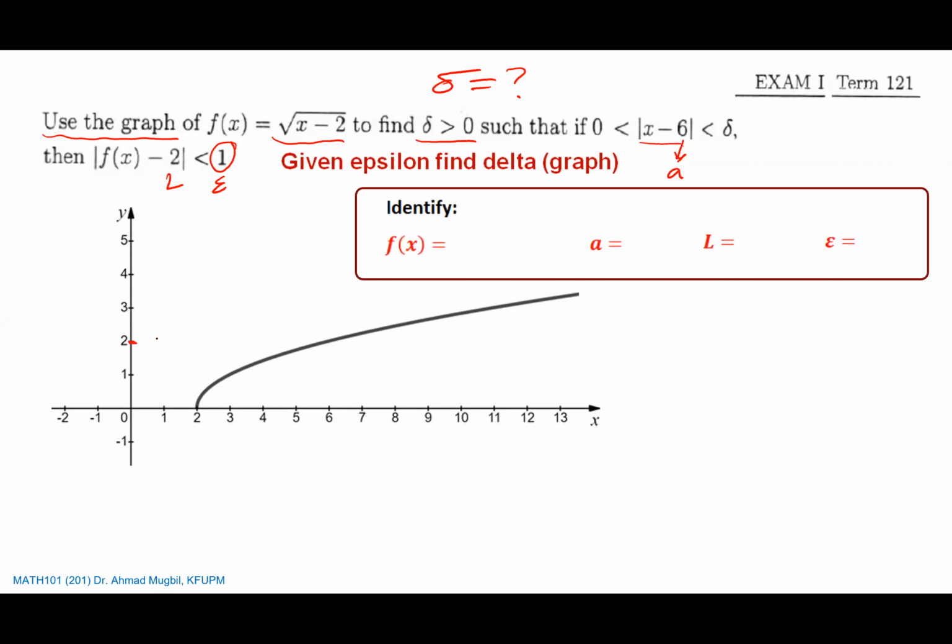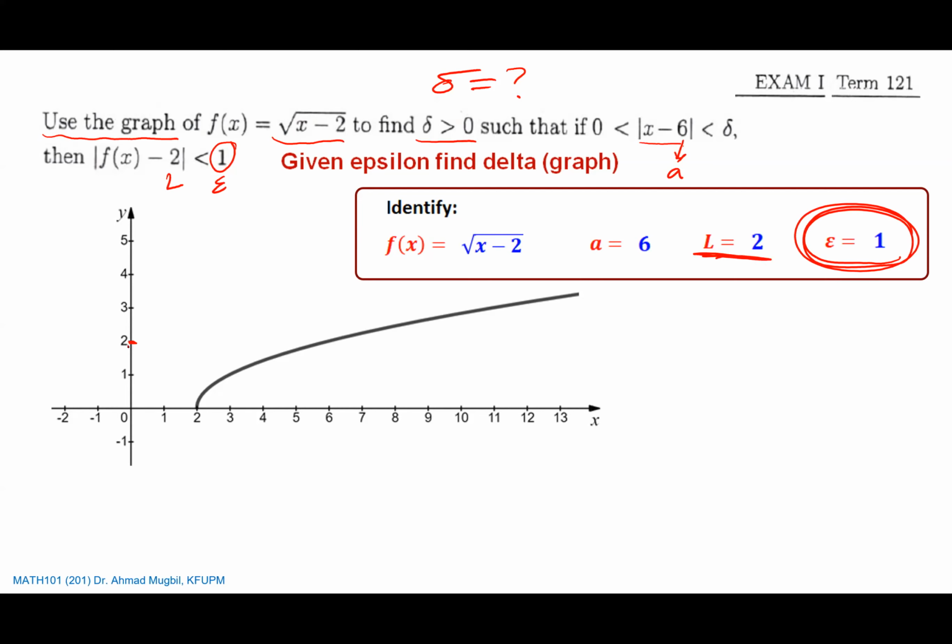First of all, you need to identify what your function is. I did that already. The function is the square root of x minus 2. A is 6, L is 2, epsilon is 1. What is different here is that we have epsilon. Epsilon is given. Now I will go to the y-axis and determine what L is.